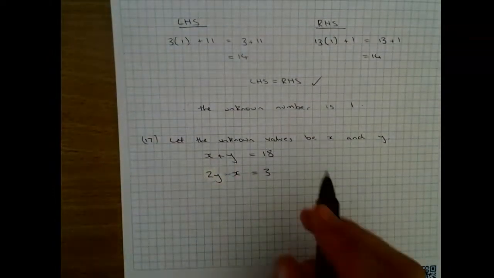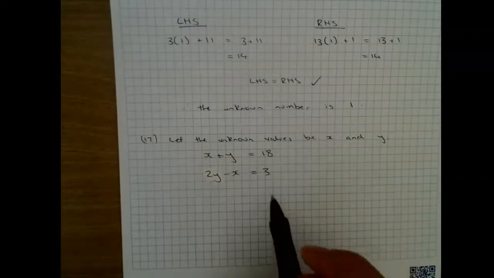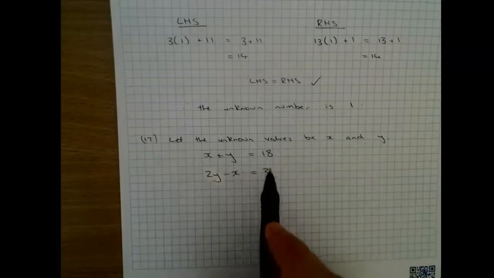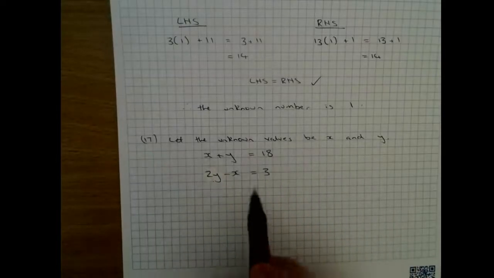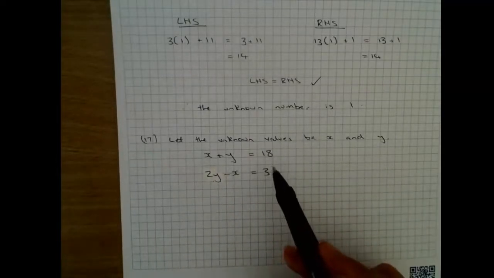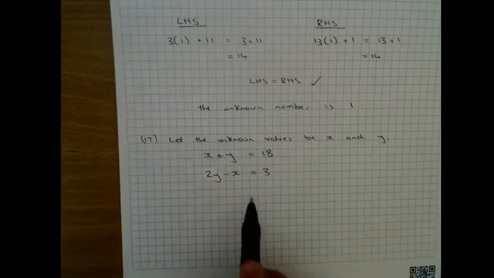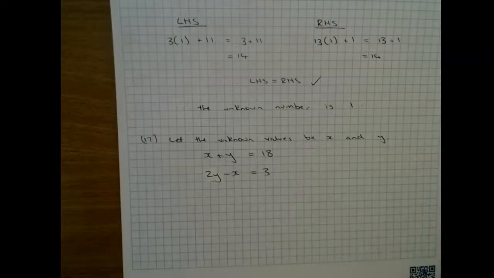However, this is a set of simultaneous equations. We've got 2 equations and 2 unknown variables. So it's reasonable for me at this stage to ask you to set up these equations, but we haven't yet learned how to solve them. So we will leave this question here for now, and in coming lessons or coming weeks, we will actually learn how to solve a set of equations like these.